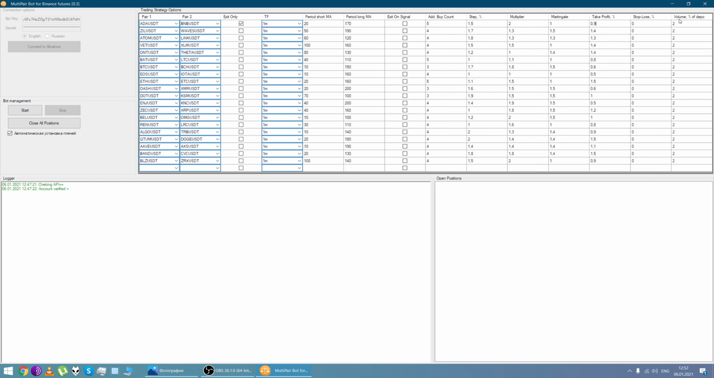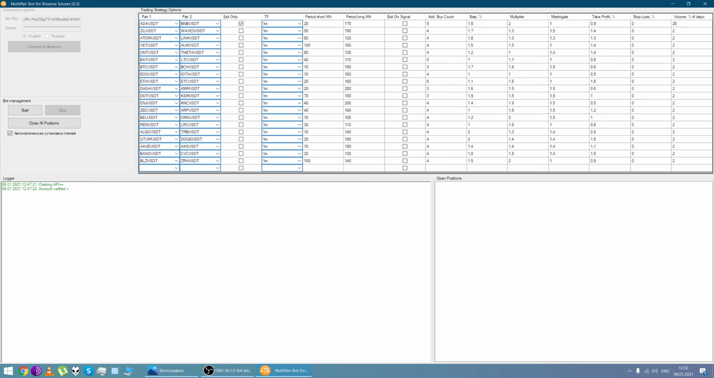In the volume field, we specify the position volume of the deposit in percent. This is the total volume for a two-pair chain. How much percent of the deposit will be used for the current transaction?